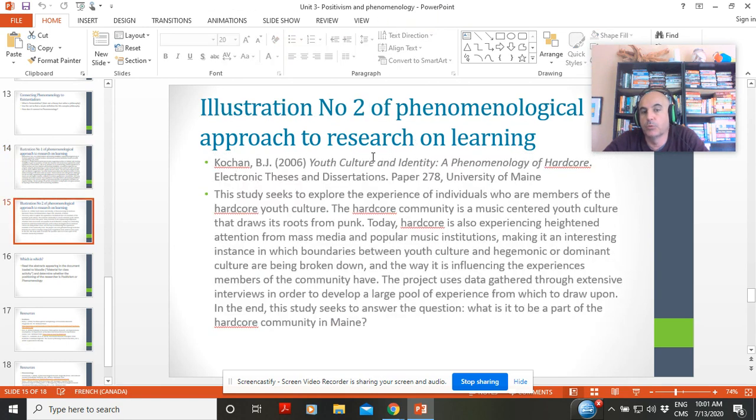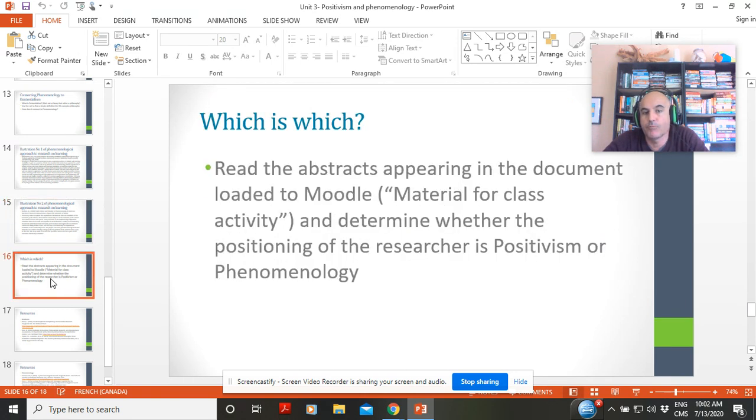And this one talks more about a group, looking at youth that identify as being hardcore. This is, I think, a Canadian study, but you get enough from the abstract to see an example of how it functions. And then we are going to work with the vignettes. So you have a document which has abstracts, and they are either positioned in positivism or in phenomenology. So try and spend at least an hour doing that.